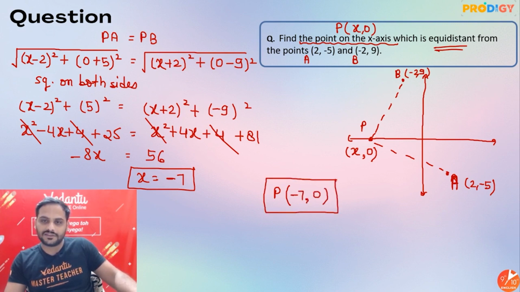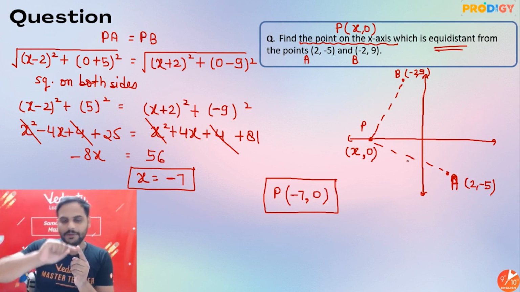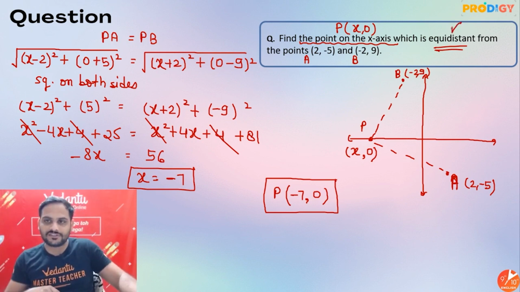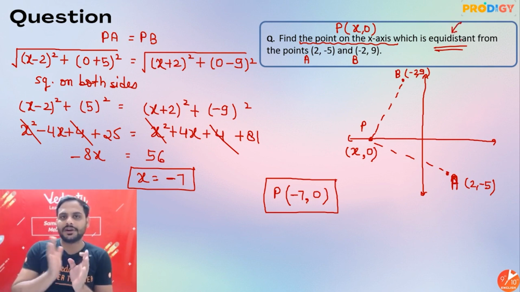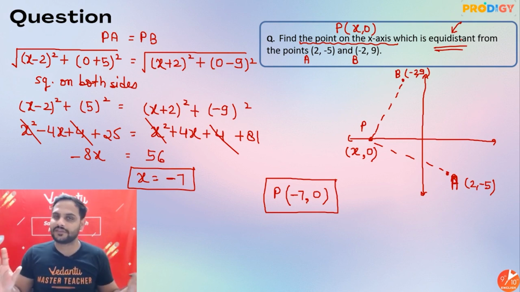So P is minus 7 comma 0, and the distance between P and A and P and B will be equal. Okay? So the important thing is equidistant. Whenever you hear the word equidistant, remember PA equal to PB. Make the distance equal. As simple as that.